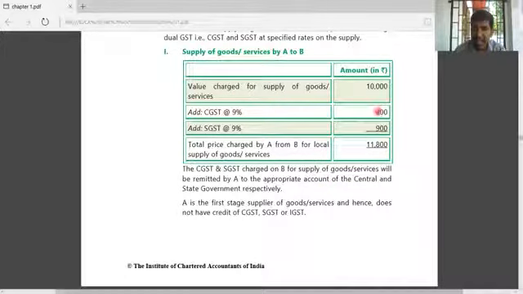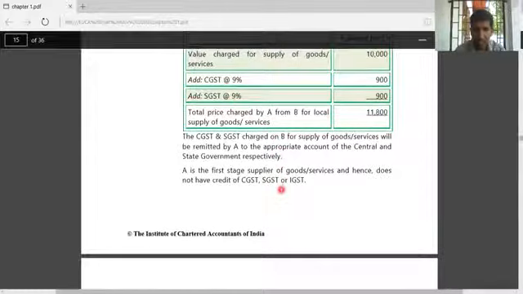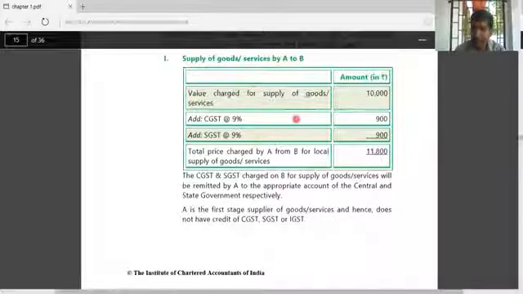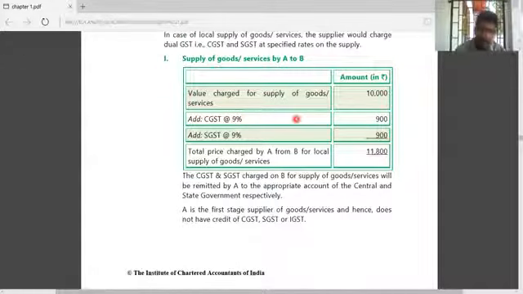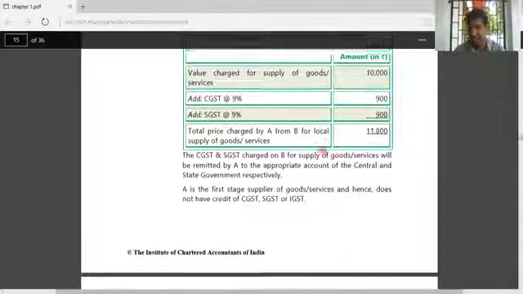So this 900 rupees, this supplier will pay to the central government since it is CGST, and this 900 he will pay to his state government. Now this is his outward liability. He has nothing to set off because this is the first stage. He has not paid any tax at an earlier stage, so he cannot set off any input tax credit. He has to remit this 900.